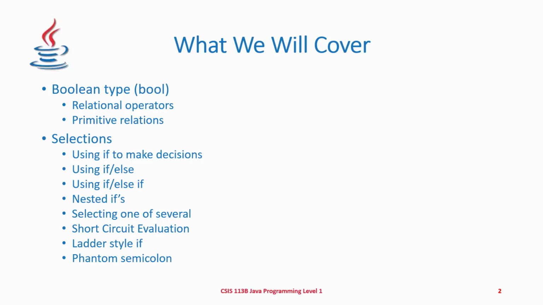So we'll start out simply with the if statement. That's the simplest way to make a decision. And then we'll follow that up with if else, and then if else if, nested ifs, and then we'll talk about selecting one of several choices. Also short circuit evaluation, ladder style ifs, and the phantom semicolon.